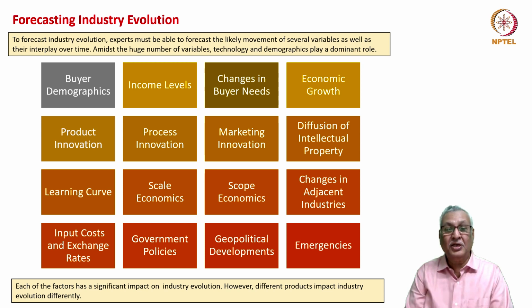There are 16 factors I have identified, although there are more than 100 variables which could impact the industry evolution. These 16 variables are extremely important in terms of guiding the destiny of an industry. Buyer demographics, income levels, both in the economy as well as in the consumer's hands, changes in buyer needs, economic growth constitute one set of key variables. Product innovation, process innovation, marketing innovation, and diffusion of intellectual property, factors within the hands of the firms and the industry, constitute the second bucket.